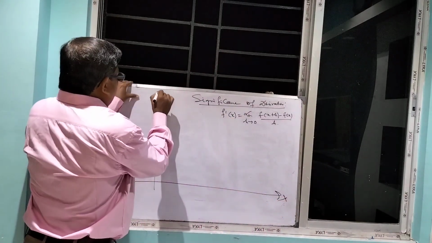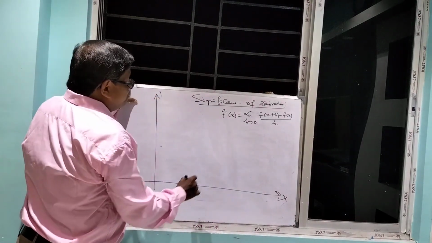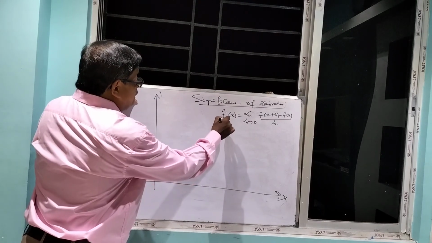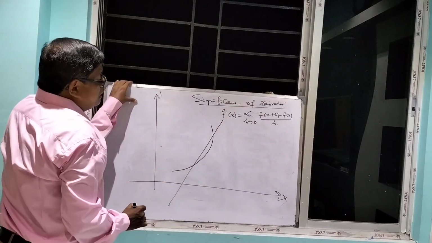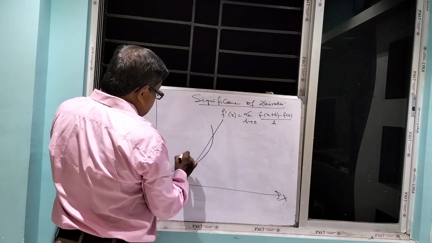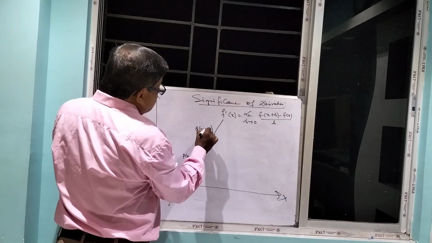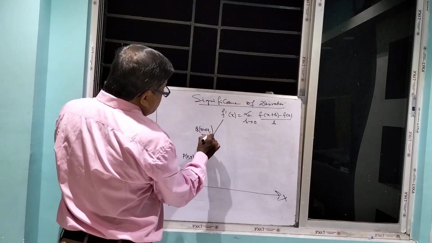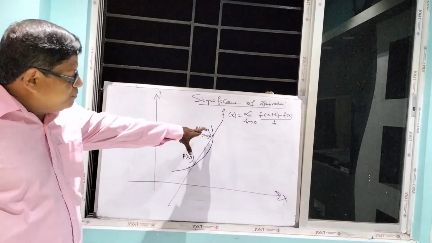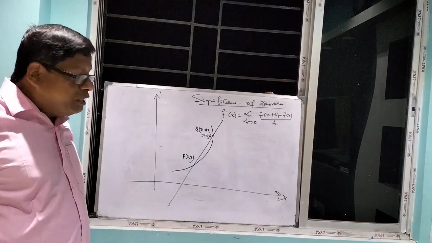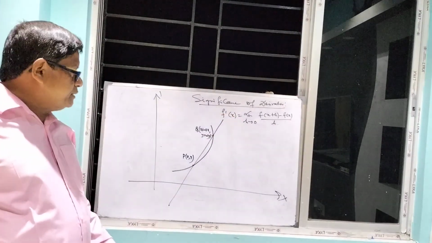Suppose x axis and y axis are there, and one curve is there. Suppose the point P is (x, y) and Q has coordinates (x plus delta x, y plus delta y). So delta x, as all of you know, is very small. That is the increment in the value of x.